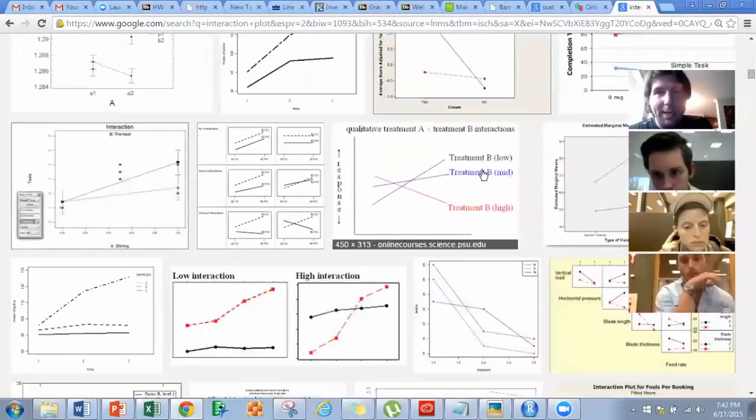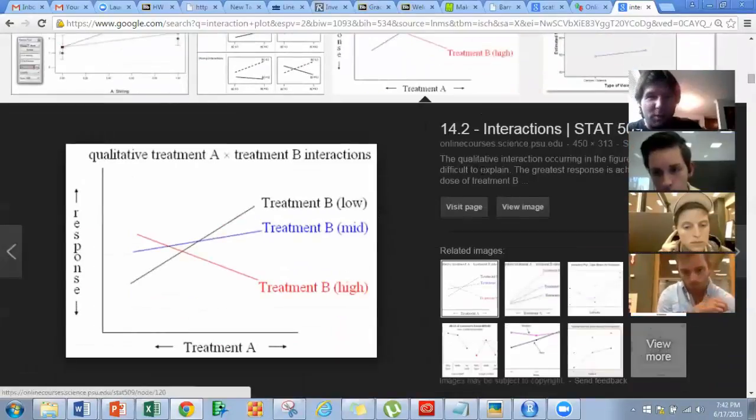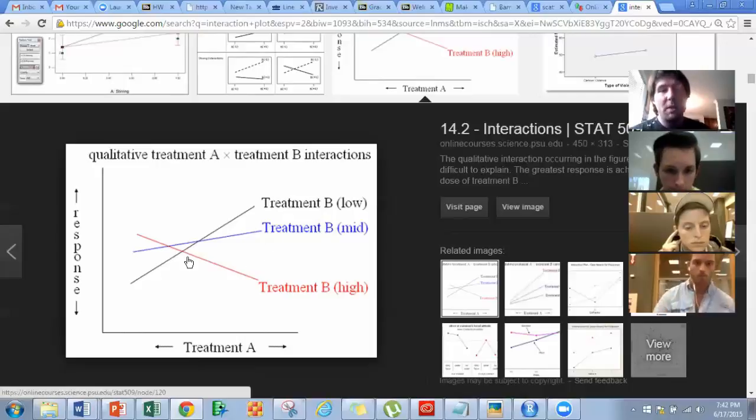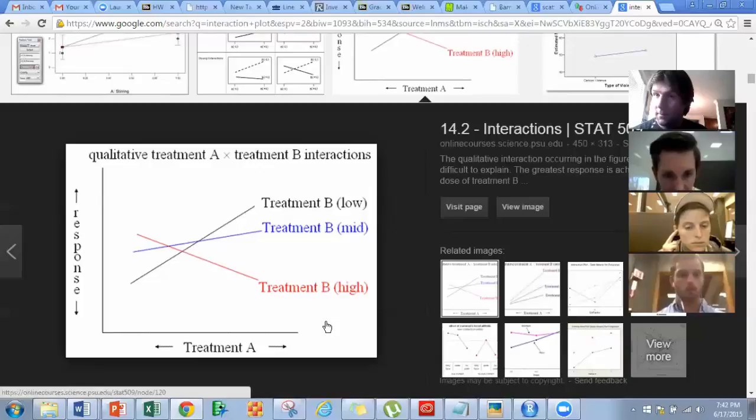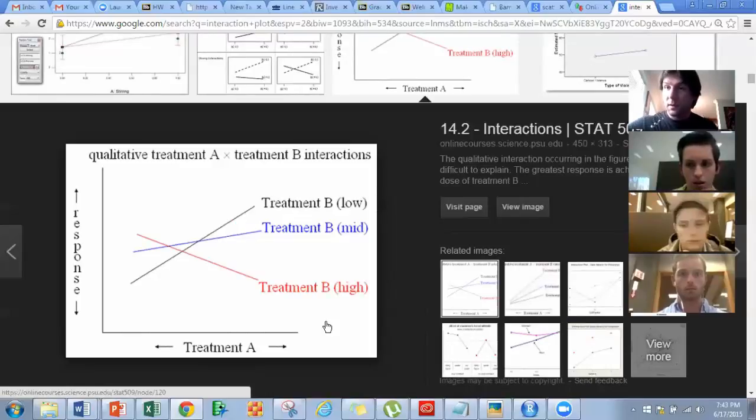I do like this treatment one because it really shows multiple interactions right here. Moreover, interactions with multiple levels. Because if I told you, does treatment A always increase the response? What would you tell me? You'd say no, because it depends. It depends on what the treatment is. It depends on treatment B, right?